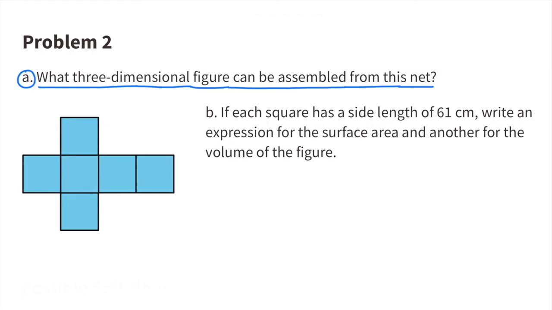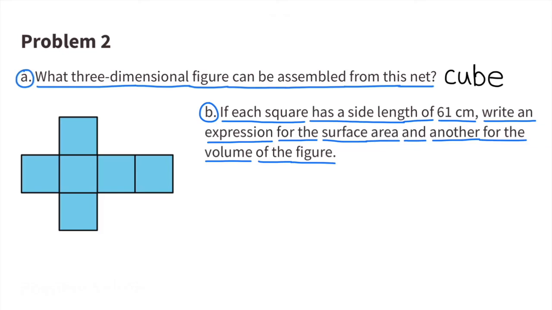Number 2. A. What three-dimensional figure can be assembled from this net? The three-dimensional figure that can be assembled from this net is a cube. B. If each square has a side length of 61 centimeters, write an expression for the surface area and another for the volume of the figure.